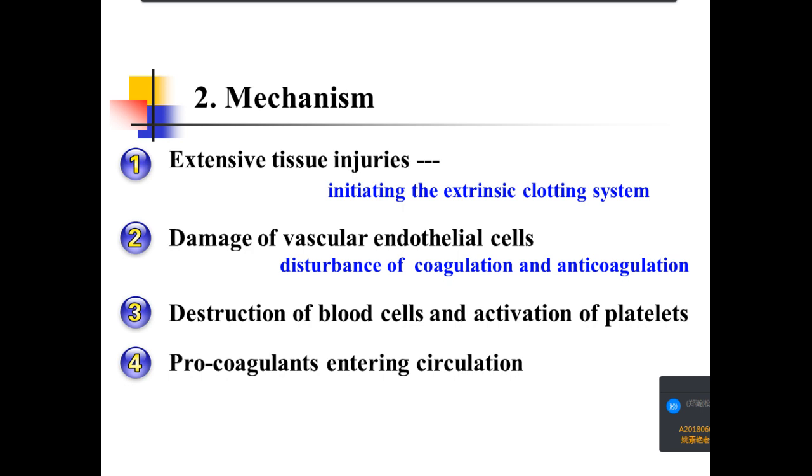The pathogenesis includes five: tissue factor, the intrinsic coagulation pathway, and so on, the first, second, third, fourth, and fifth. That is the pathogenesis. The pathogenesis of DIC includes four, and second, damaged VEC in DIC includes five. Understand?